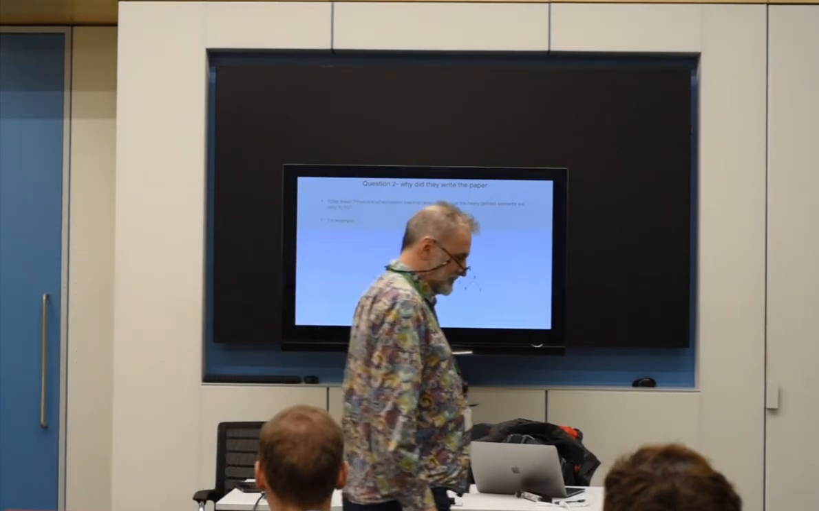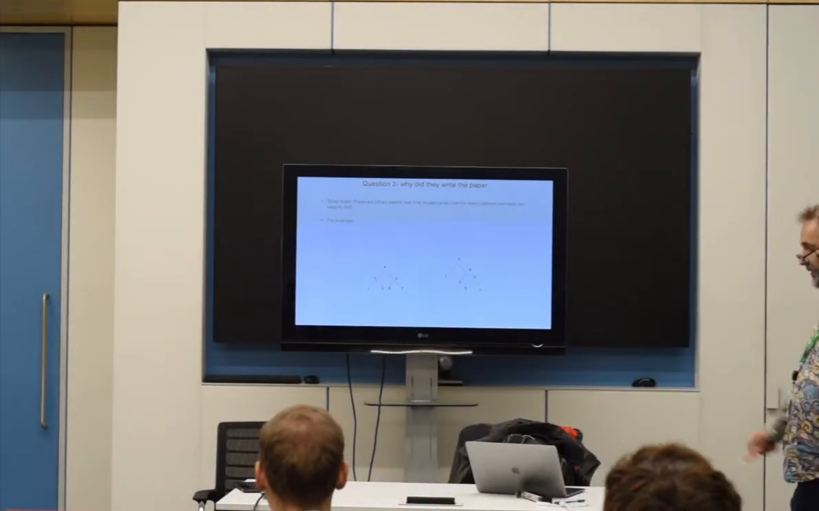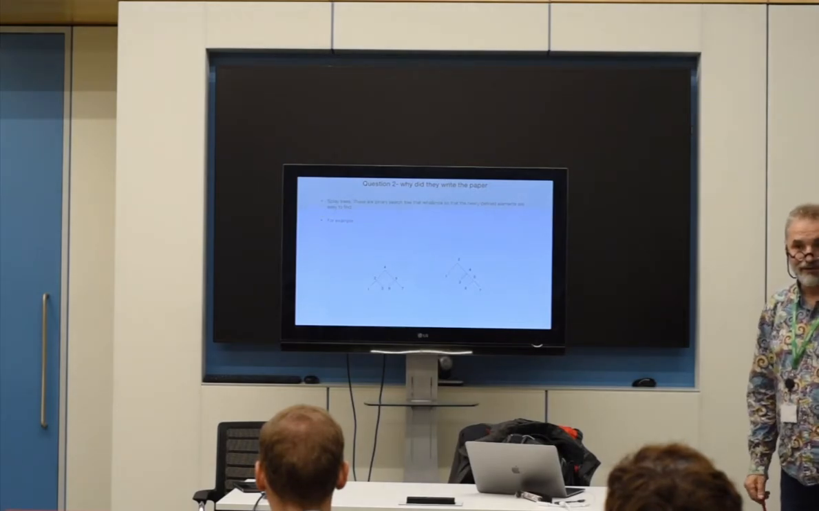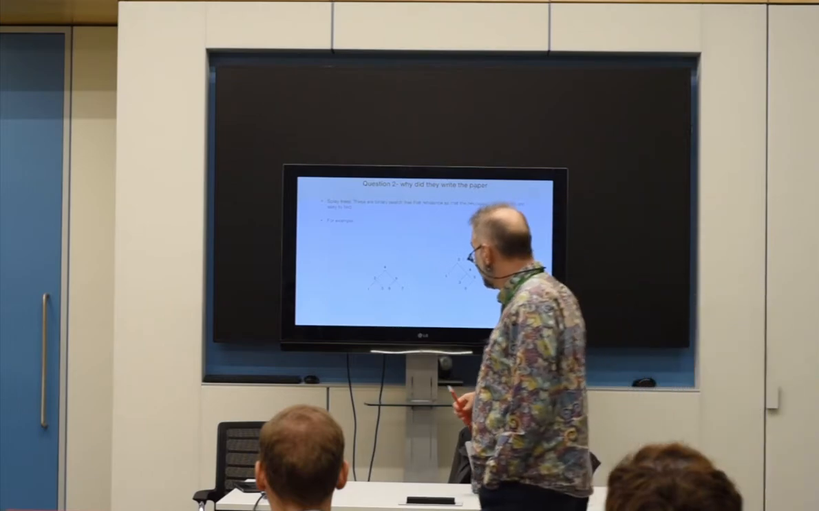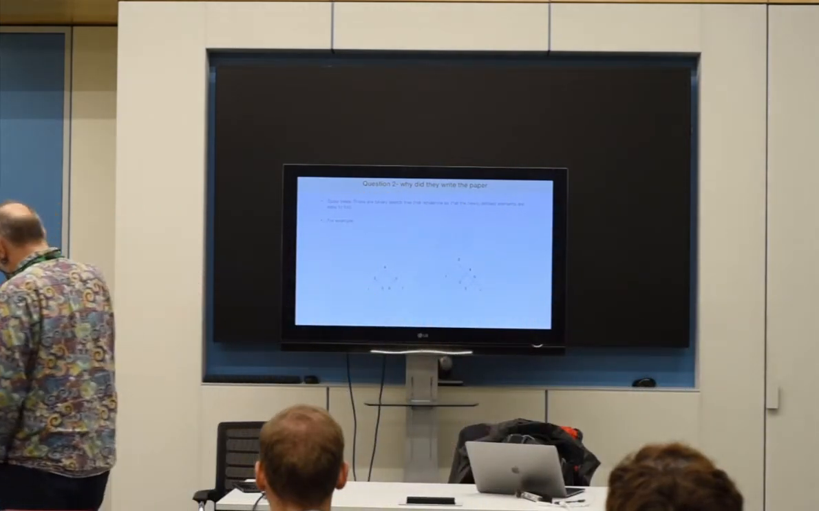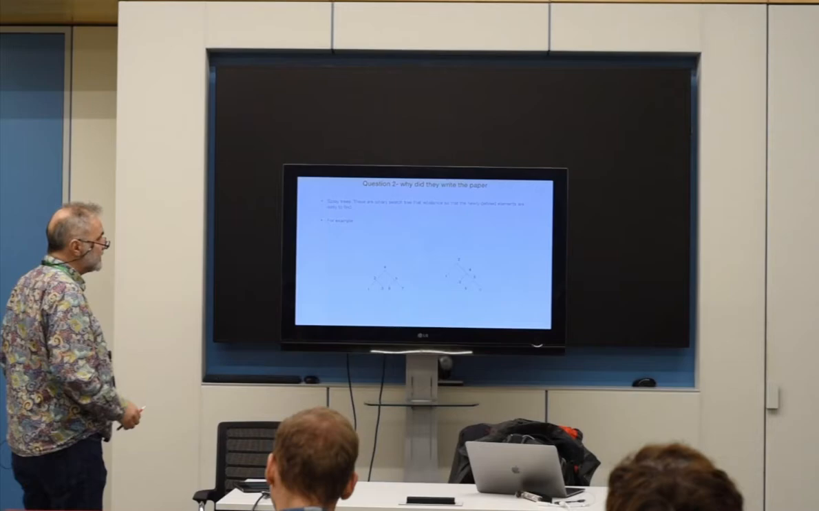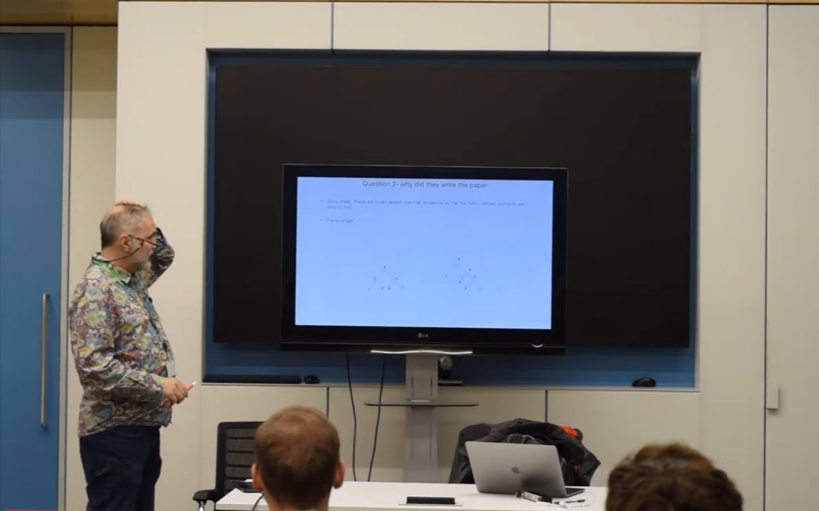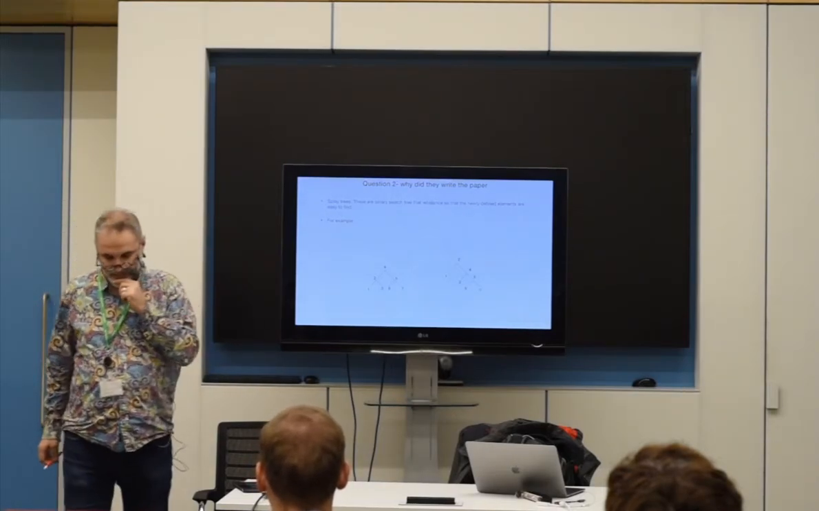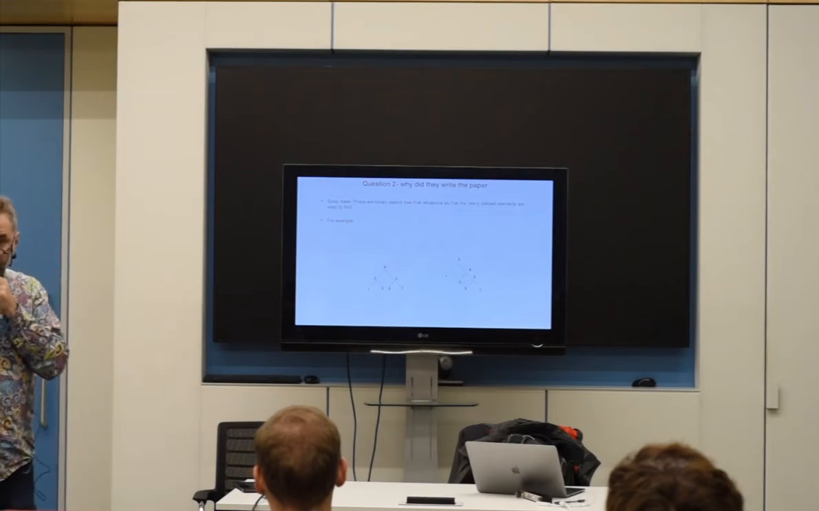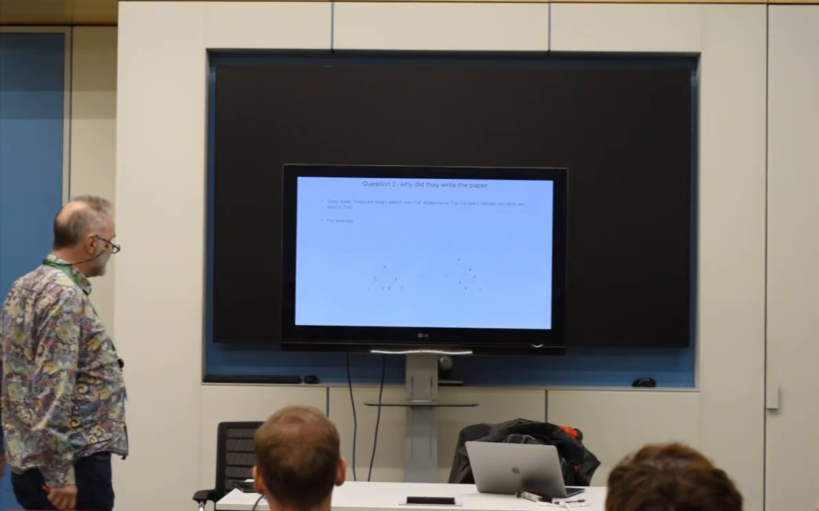But here's the second question: why did they write the paper? Tarjan and Sleator are not algebraists; they are computer scientists. So what was their interest? The question they were looking at, in the mid to late 80s, is that they had invented this data structure called a splay tree, which is a self-balancing binary tree.